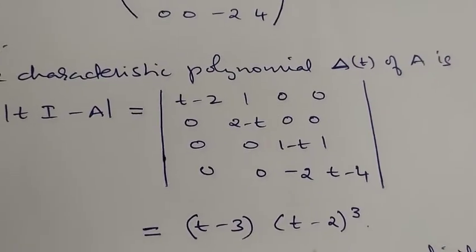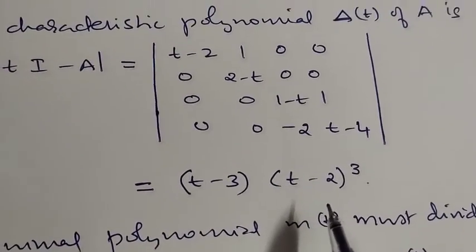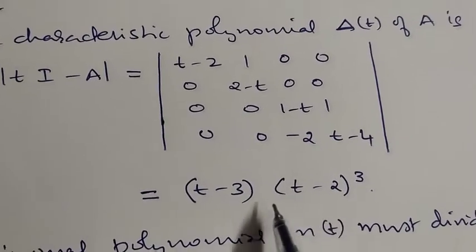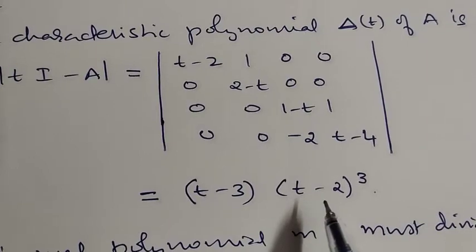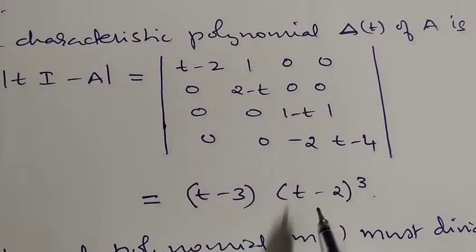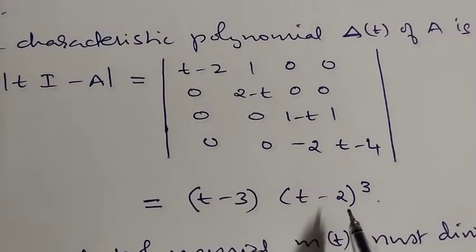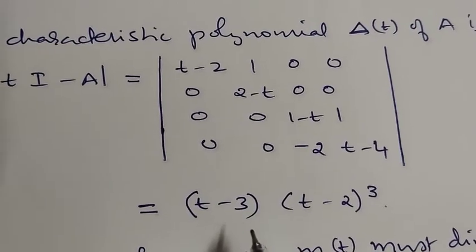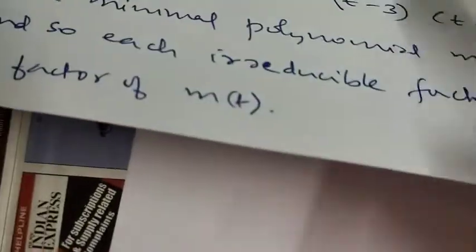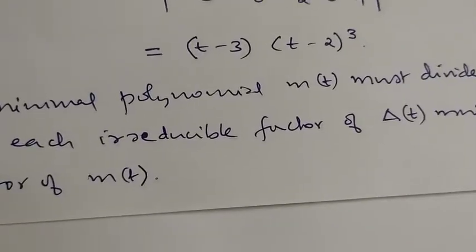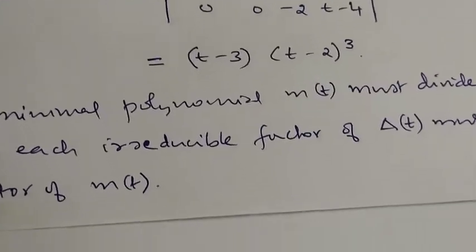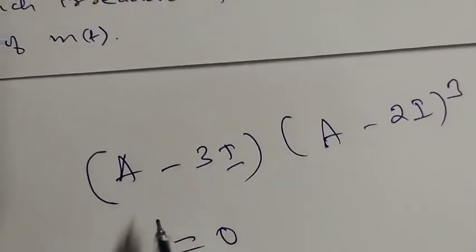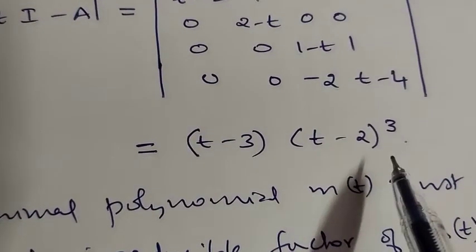Now what is the minimal polynomial? You know that the minimal polynomial is the polynomial of smallest degree satisfied by A. According to the Cayley-Hamilton theorem, every matrix satisfies its characteristic polynomial. So A satisfies this polynomial, meaning (A minus 3I) into (A minus 2I) whole cube. You can find that it will be equal to 0, meaning A is a root of the characteristic polynomial.